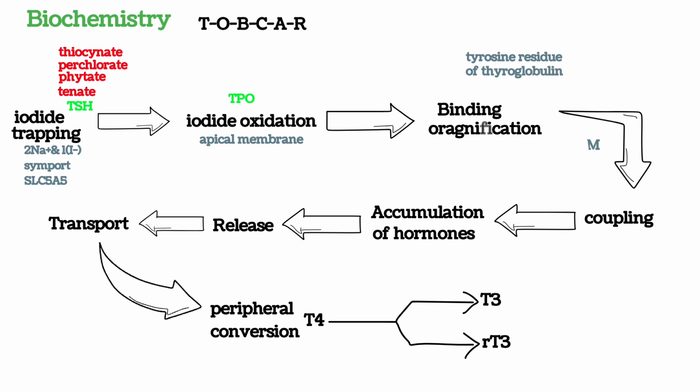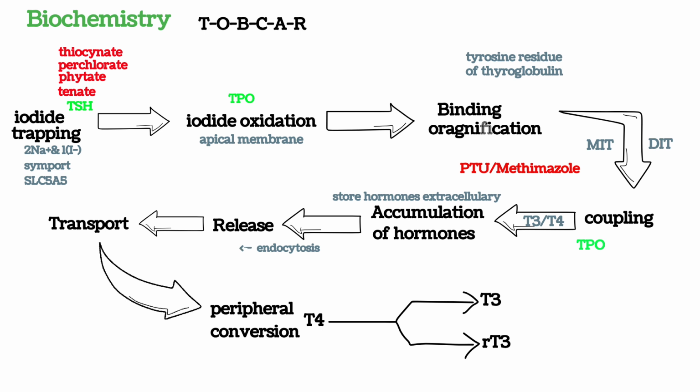Now the question will be which residue? The tyrosine residue of thyroglobulin will provide the site for attachment of iodine. MIT-DIT formation: TPO will help in coupling. PTU and methimazole inhibit this TPO enzyme. The hormone is actually stored in colloid, which is extracellular material. This is the only endocrine gland where the hormone is stored extracellularly. Now the hormone will be taken up by endocytosis and will be secreted by exocytosis.